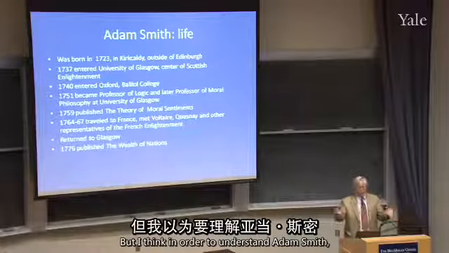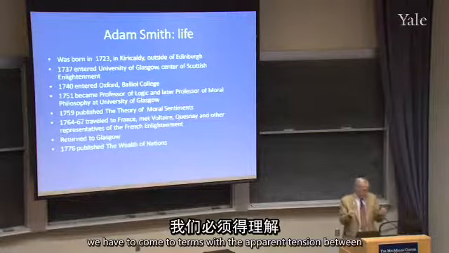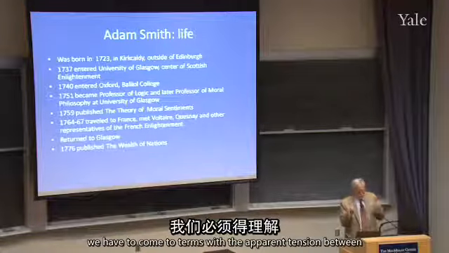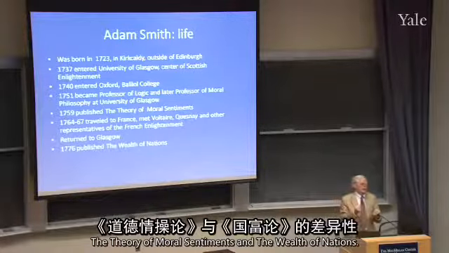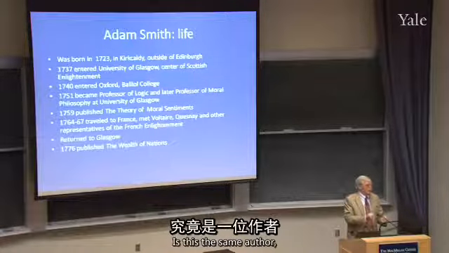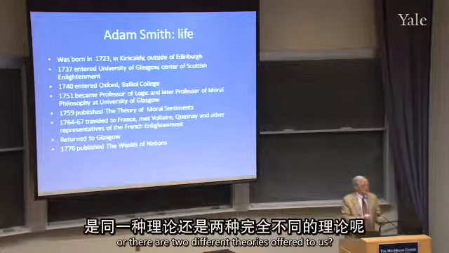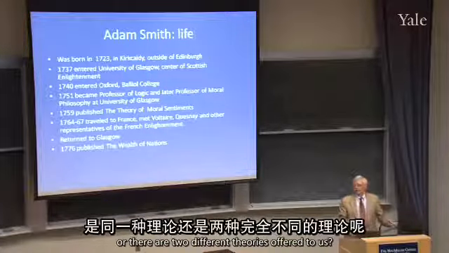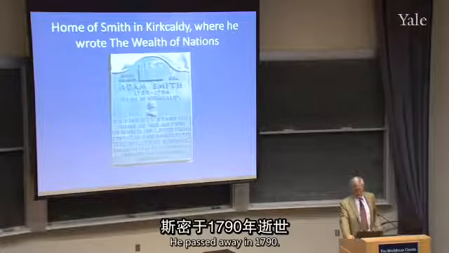But I think in order to understand Adam Smith, we have to come to terms with the apparent tension between The Theory of Moral Sentiments and The Wealth of Nations. Is this the same author, or are these two different authors, right? Is it the same theory, or are there two different theories offered to us? And that's, I think, very complicated. He passed away in 1790.